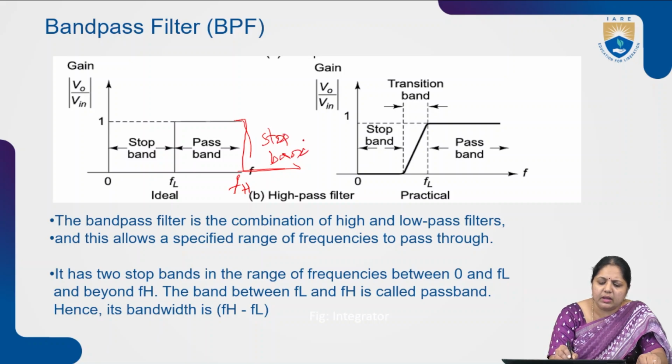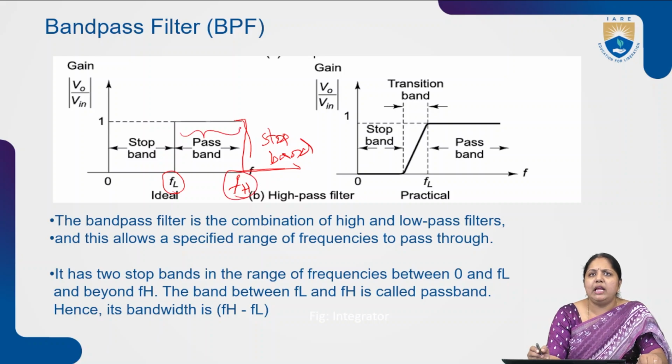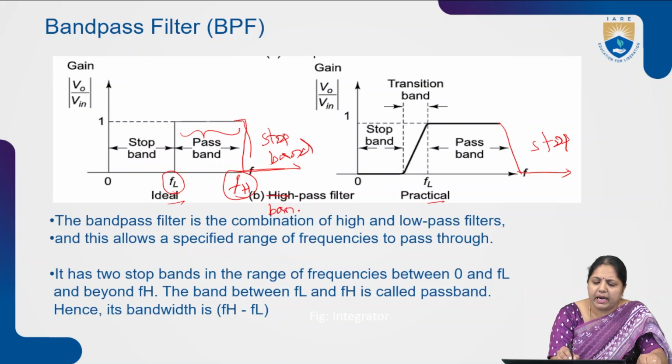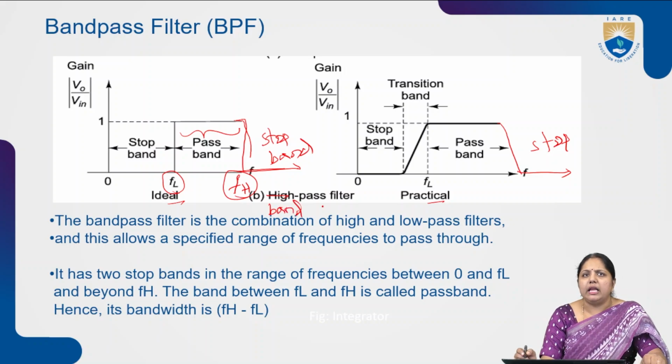So it will allow the passage of the signals from this lower cutoff frequency to the higher cutoff frequency only. Beyond this lower cutoff frequency and higher cutoff frequency, it does not allow the passage of the signals. So this is a stop band. This is the ideal response of the corresponding band pass filter. The band pass filter response looks like this.